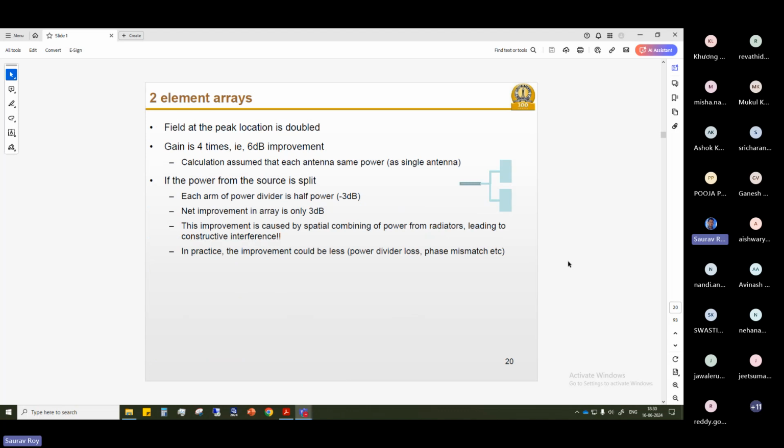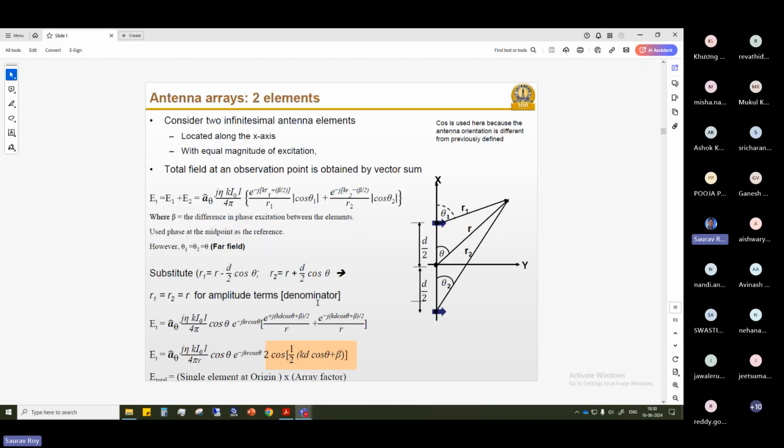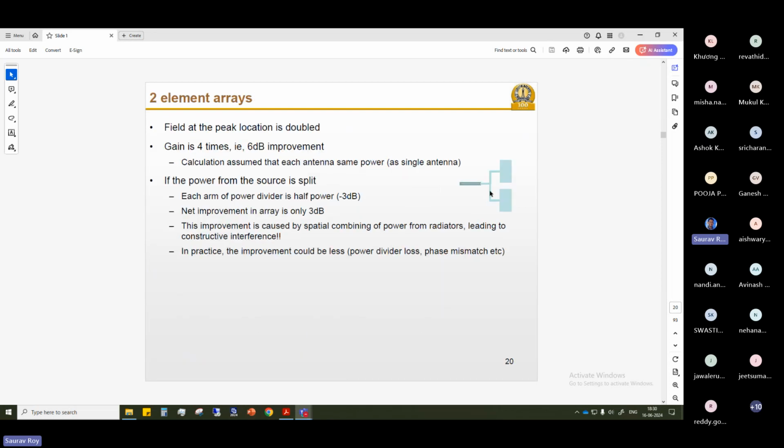So the simplest combination we have is a two element array. Here, if you see the right side picture, let's say two microstrip antennas connected by a feed, and there we have a power divider, right? Here we are keeping I naught constant for both the antennas. I naught is the amplitude of the feed signal we are providing. So if you have to give the same feed, we need a power divider of equal ratio.